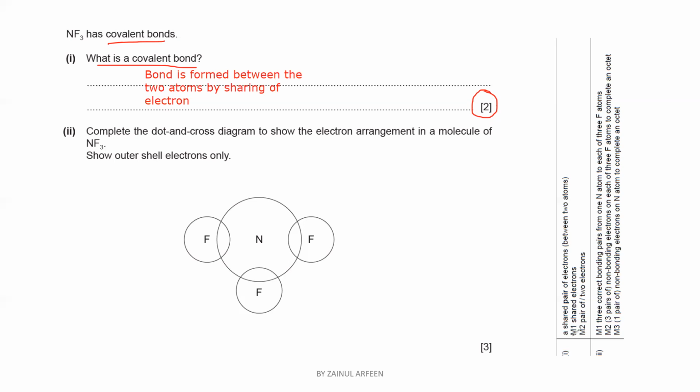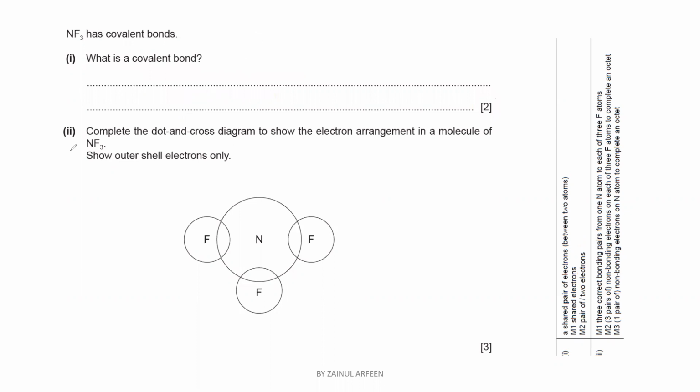What is the mark distribution? You can see M1. M1 means first mark. If you use the term sharing of electrons, shared electrons, I will get 1. Or a pair of electrons is shared between the atoms, we'll also get the second one. So a shared pair of electrons, or a bond formed by sharing a pair of electrons, that's called a covalent bond.